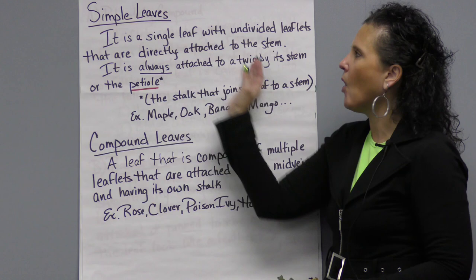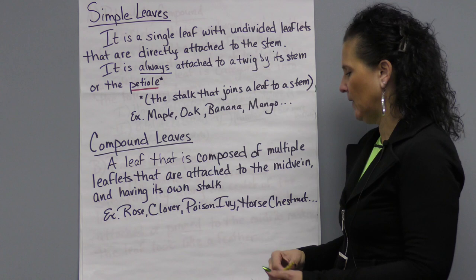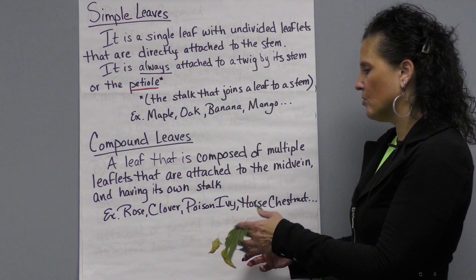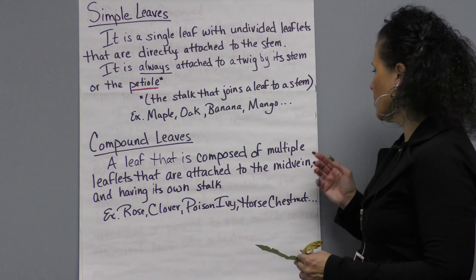Compound leaves, we have that leaf that is composed of multiple leaflets that are attached at the mid-vein. And they're having its own stalk. So we have rose, clover, if you've ever seen poison ivy when you're out walking around, or chestnut, horse chestnuts, those are all compound types of leaves.